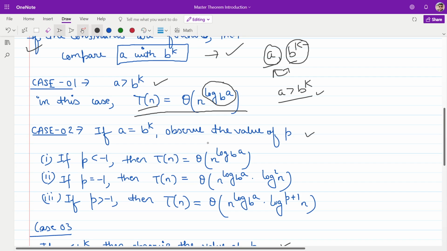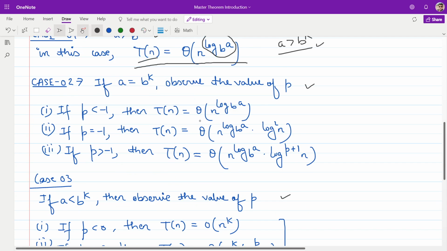Okay, so in case 2, what will happen is case 2 will arise when you compare the values of a with b raised to the power k, and if they come out to be equal, we see that the problem is in case 2. So in this case, what we are going to do is observe the value for p. So again three cases will arise.